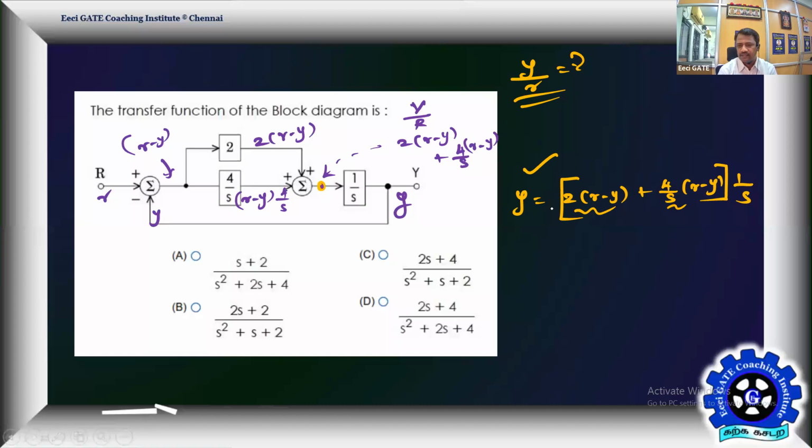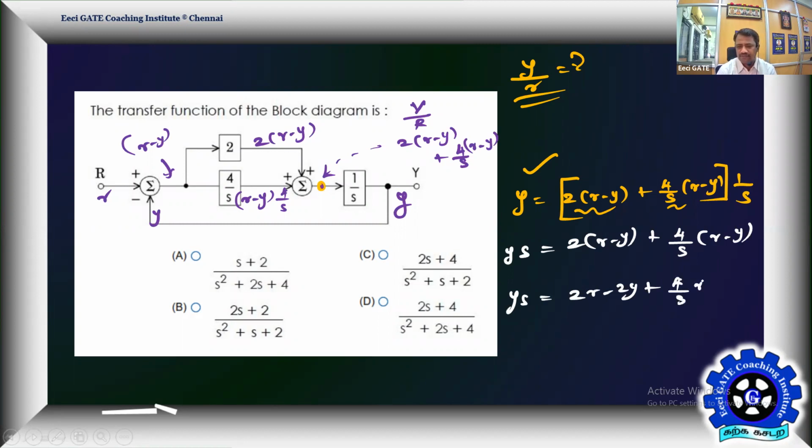So then you take this s to the left side. You'll end up with ys equal to 2 times r minus y plus 4 by s into r minus y. That's very easy. So then you will get ys equal to 2r minus 2y plus 4 by s into r minus 4 by s into y. In fact, this is the best route. You need not remember anything in your mind, but ensure that you don't commit any mistake in this manipulation.